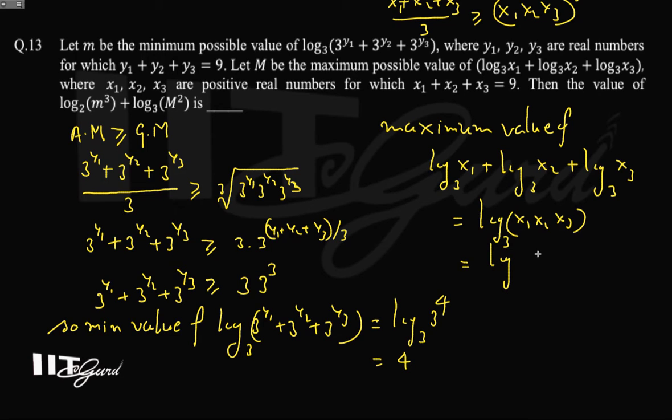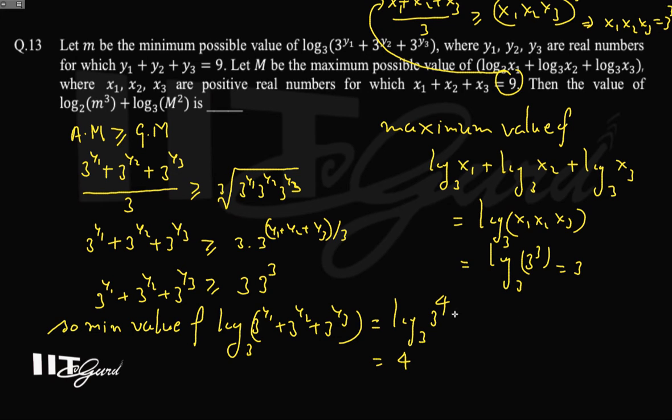So log of x1 x2 x3, on cubing both sides, what do we get? 3 cube, so to the base 3. You can write over here x1 x2 x3 is 3 to the power 3. How? As you substitute 9 here, 9 upon 3 is 3, cubing, you get 3 cube, so log 3 cube to the base 3 is 3. In this way you can find the maximum value of this as 3.